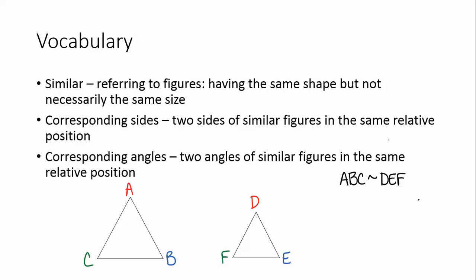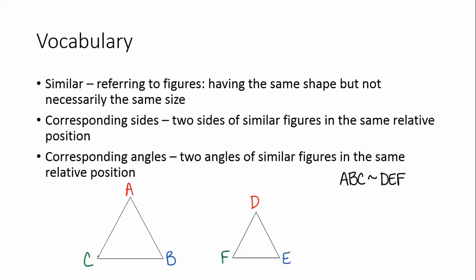And then it's also important to point out how we write ABC and DEF, because order matters. So the way they're written there indicates that angle A and angle D are similar. Angle B and angle E would be similar because they're both listed second, and angle C and angle F are also similar. It also follows the same with sides.